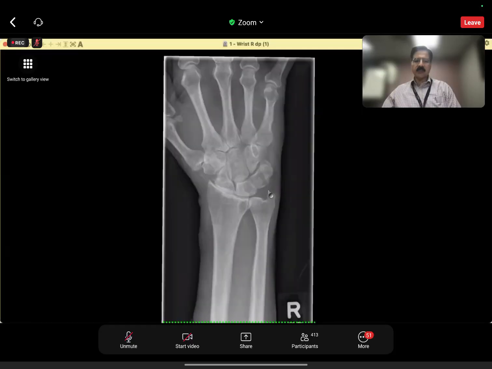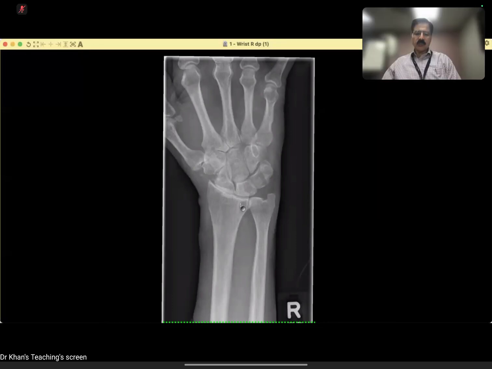So if you see here, there is a lesion which is lytic. It has marginal sclerosis. Look at this joint, the radiocarpal joint: there is very significant OA. Look at the joint space here. Then look at this lunate, and there is a cyst sitting there, which can happen. So with all of these things, the unifying diagnosis becomes a geode.